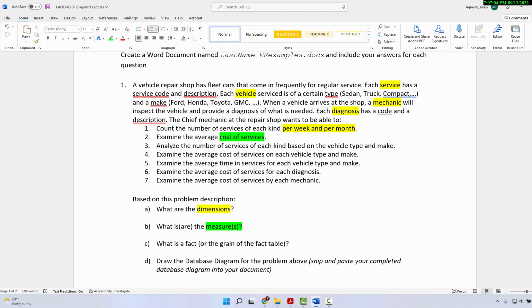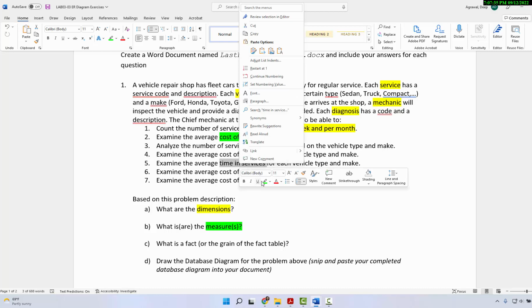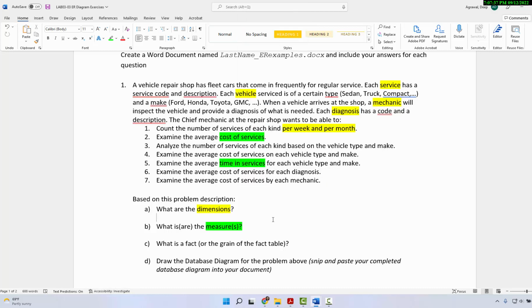The next question says examine the average time in services. Now this is something, let's see if we have already captured this one. So average is the aggregate function, time in services. This is different from the time here, per week and per month. Here we are talking about when a vehicle comes for service, how much time duration it spends in the service. We have not captured it anywhere. This is going to be a numerical variable, and it will help us do the calculations. So that is going to be one of our measures. And then again, for each vehicle type and make, we are going to use that.